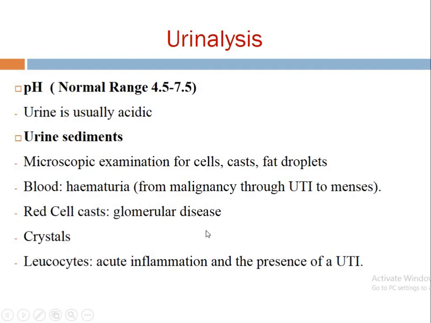Red cell casts can be seen in glomerular diseases. Different crystals can be seen when you are doing the microscopy of the urine. Leukocytes: WBCs can be seen in case of acute inflammation in the presence of urinary tract infection. Urinary tract infection means there is an infection of the ureter, or infection of the bladder, or an infection of the urethra. All these can lead to the presence of these cells, leukocytes, in the urine.